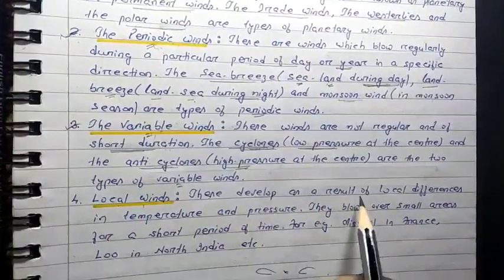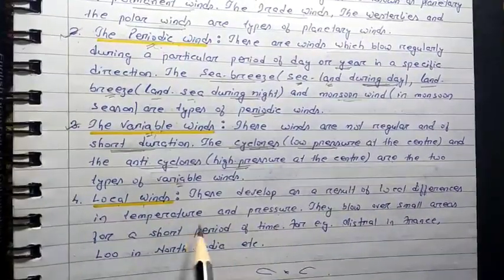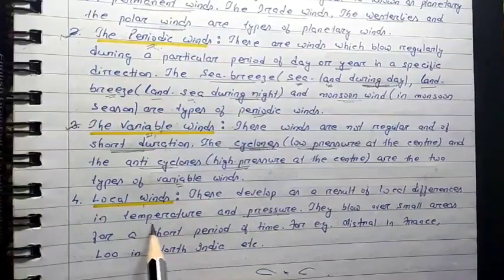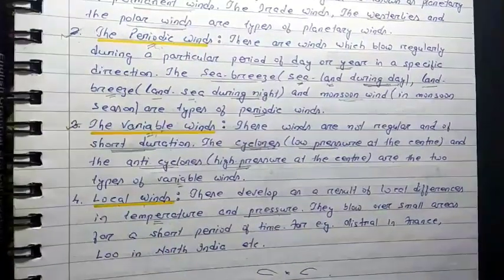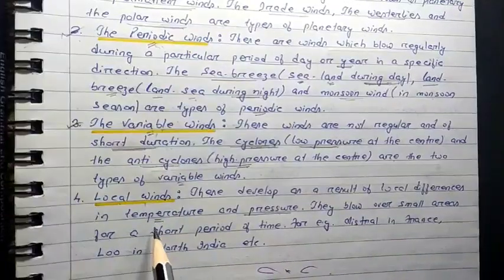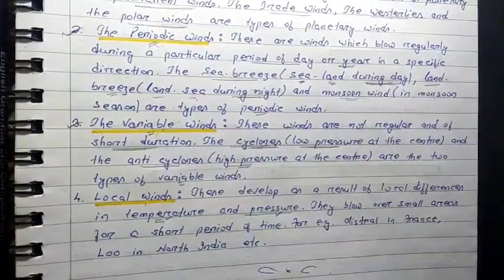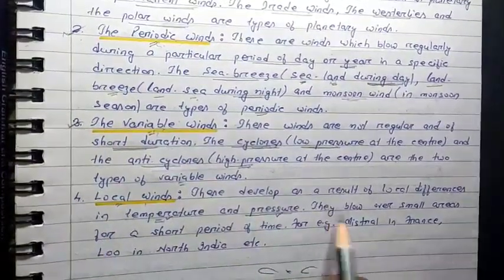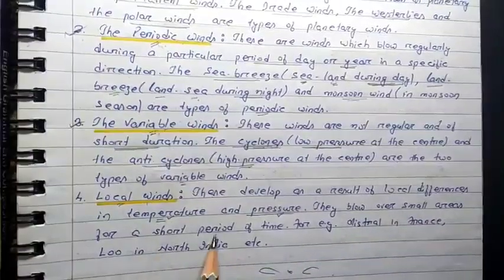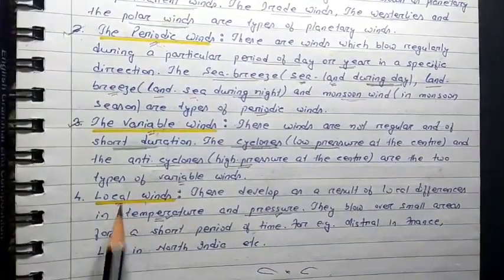These develop as a result of local differences in temperature and pressure. I already told you the atmospheric pressure and the temperature are not the same in all places. In different places, because of the difference in the temperature as well as pressure, different types of winds are created, and those winds are known as the local winds. They blow over small areas for a short period of time. The duration of the local wind is also very short.